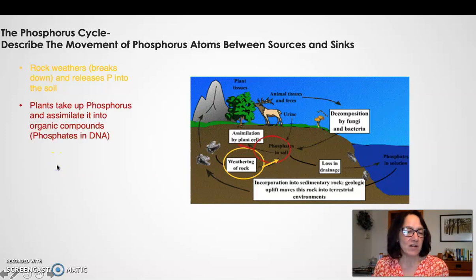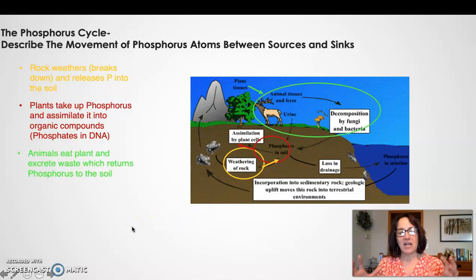Rock weathers or breaks down. Plants are able to take up that phosphorus. It's an inorganic form of phosphorus. I don't care if they can tell me if it's PO4 3-, or what it is. It's an inorganic form of phosphorus that came from an abiotic component of the environment. So that rock is broken down. Plants are then able to take up that inorganic phosphorus and assimilate it, turn it into an organic biotic molecule, if you will, like DNA.